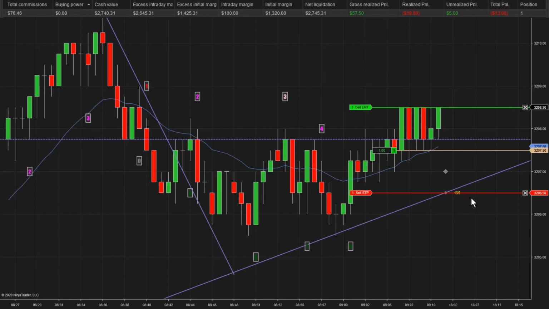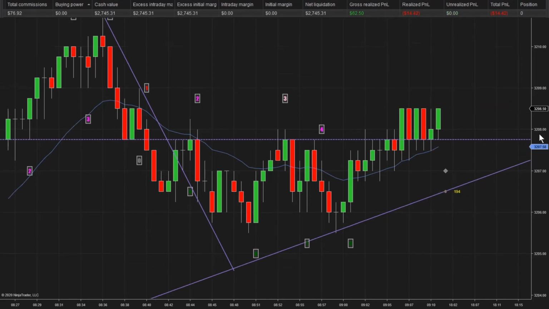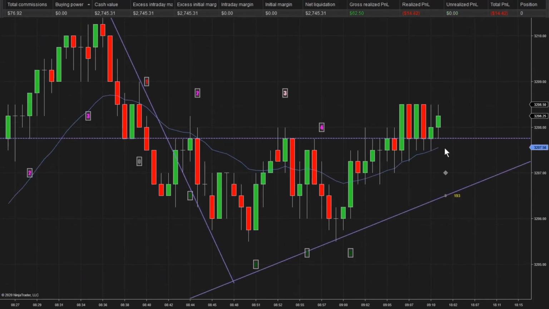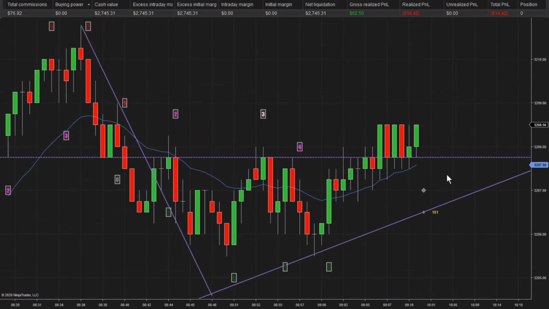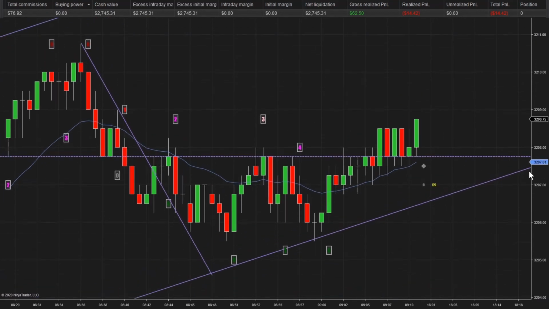I'll probably get filled here. Okay, I got filled. And yeah, I don't know if I want to do that again, but looks pretty bullish in my opinion.